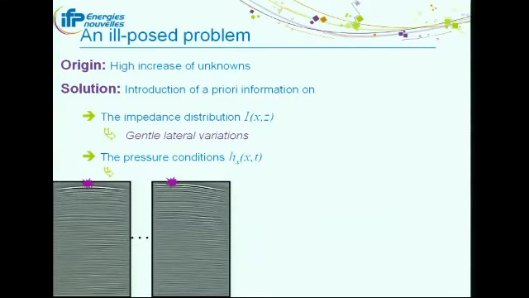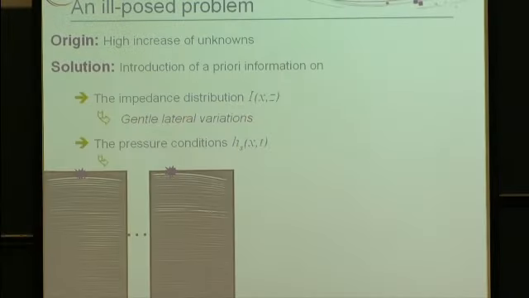We also need to introduce some a priori information on the pressure conditions. Here you have an example of pressure conditions that has been computed by solving the wave equation. But in practice, we do not have these pressure conditions. In fact, we only have information on the pressure condition in the well, and you can imagine that it is very difficult to conceive a method to extrapolate this pressure condition when we move away from the well.